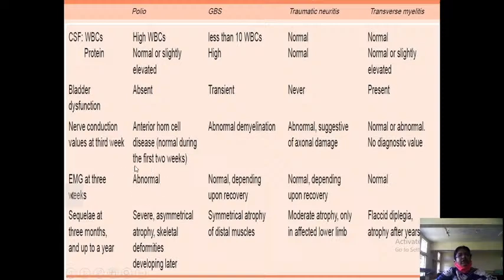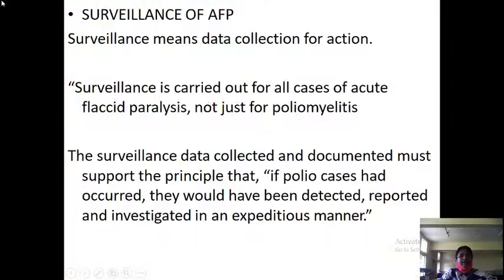EMG also in polio will be abnormal. EMG initially in GBS, depending on the recovery, could be normal; in all the other three it will be abnormal. Then the sequelae: in polio, it is usually severe asymmetrical atrophy, and skeletal deformity develops later. Whereas in GBS, it will be symmetrical atrophy of the distal muscles, and moderate atrophy in traumatic neuritis, and in transverse myelitis, there will be flaccid diplegia.